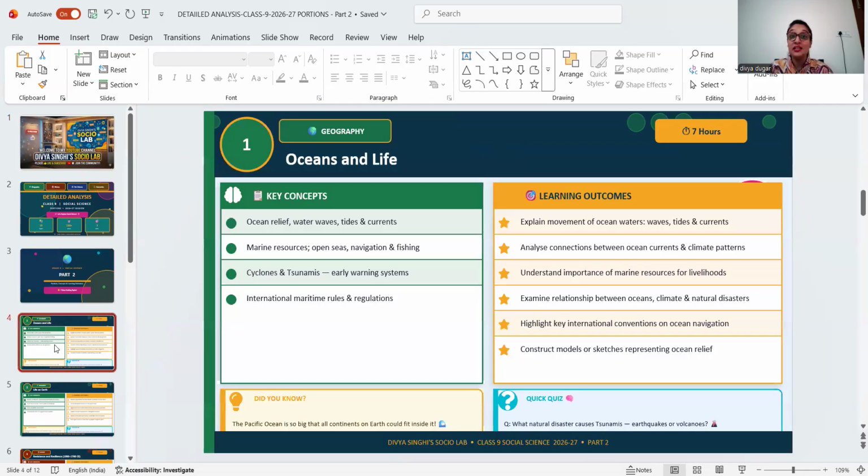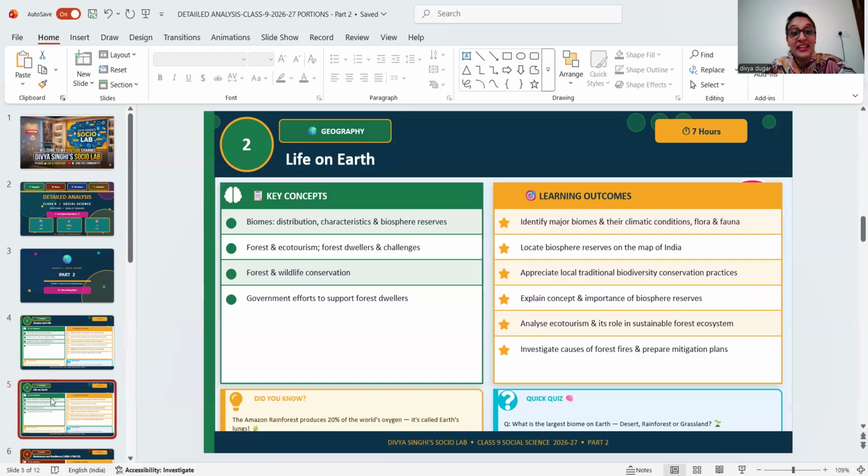So children, the first chapter added is Ocean and Life. This is a completely new chapter for 9th standard. And students, what are we going to study in this topic? We are going to understand oceans, waves, tides, and currents. Students, what is the relationship between ocean, climate and also natural disasters? Children, we discussed in part 1 also that every geography chapter discusses some natural disasters. So in this chapter they have discussed cyclones and tsunamis. So this is about your Ocean and Life.